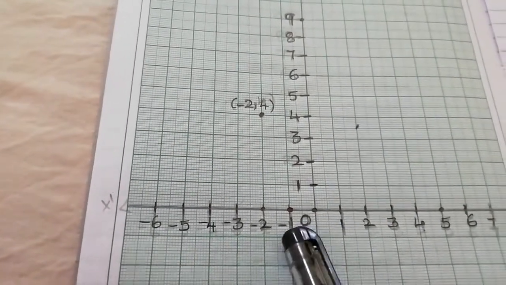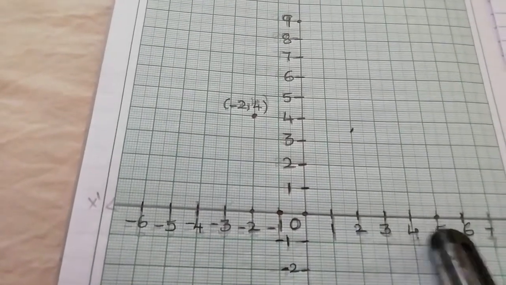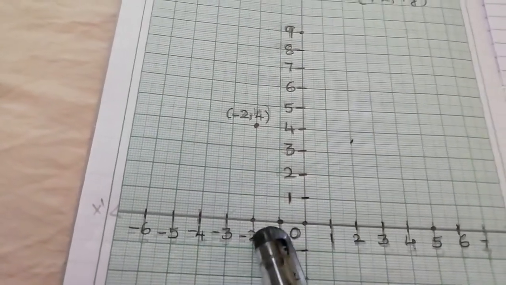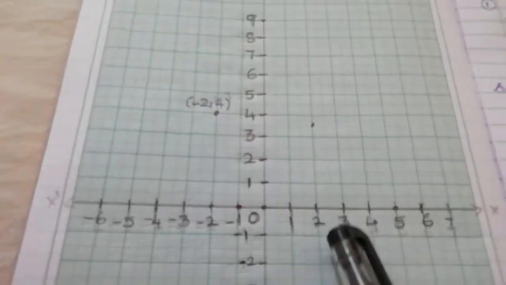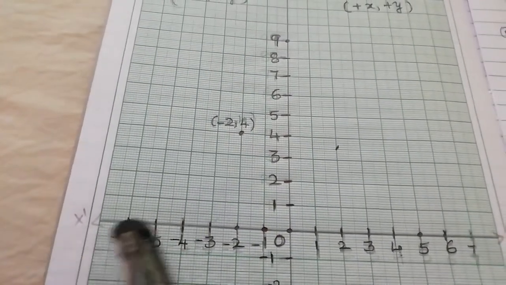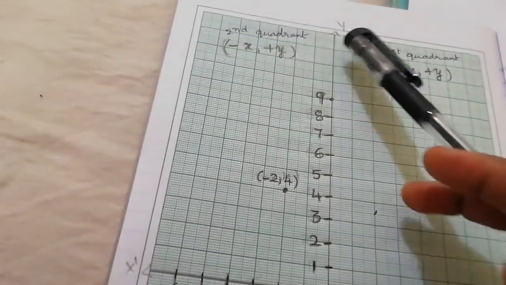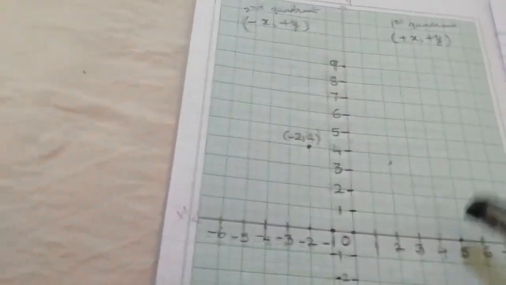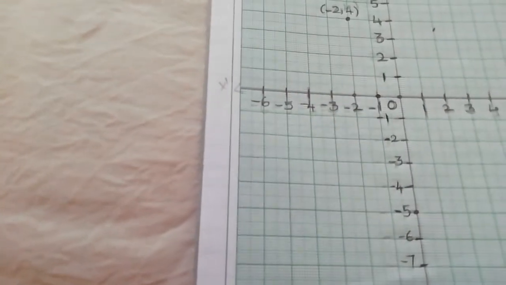To the right of 0 you have all positive numbers, so 1, 2, 3, 4, 5. On the negative side of 0 you will have -1, -2, -3, -4, -5, -6. The positive side we represent with x, the negative side with x dash. So this entire line is called x dash o x, and this is y positive and this is y negative. This entire line is called y o y dash. Above 0 you have all positive numbers, below 0 you have all negative numbers.